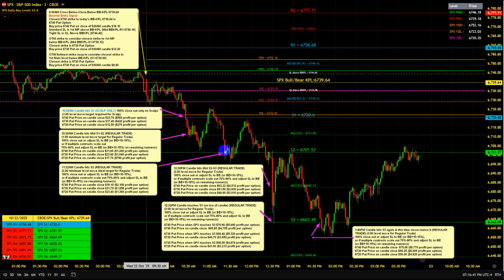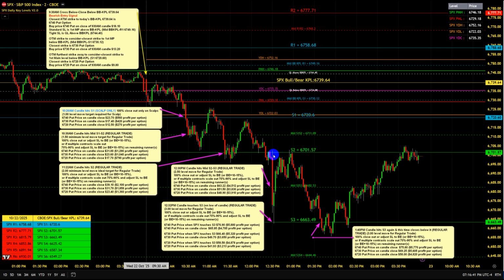As you can see here, we did wick down and close a little lower, and then we went back up and tried to test the S1 level, and then we broke back below here, touched, and then broke completely through again, test, and then we have this huge monster candle here.